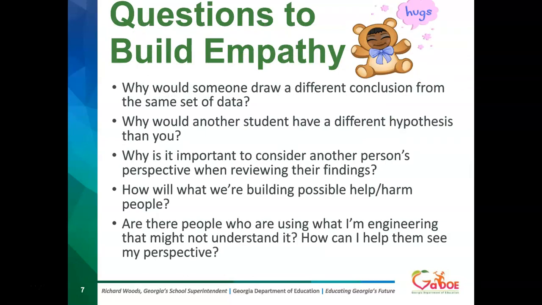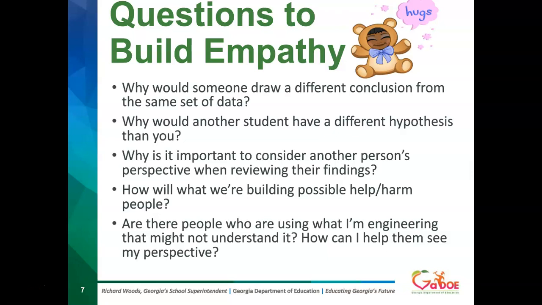So I talked about questions to build empathy. So I thought, what better to do than give you a few questions in this presentation that you will have access to, that you can use in your classroom right now. Some of the questions will be, why would someone draw a different conclusion from the same set of data? So we talk about STEM and STEAM, and we know that many of our problems that we identify come from data. We teach students to be able to identify data and to be able to read it. And you ask the students, well, why would someone look at the data in this way, and why would someone else look at it in this way? Or why does this student see this, but this student sees that?